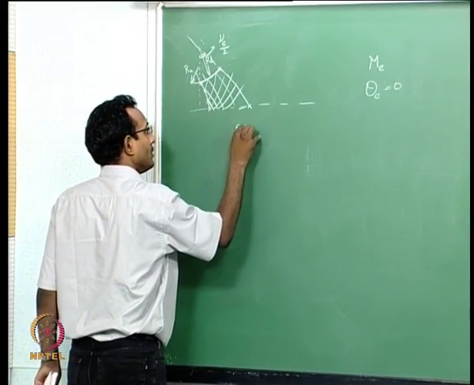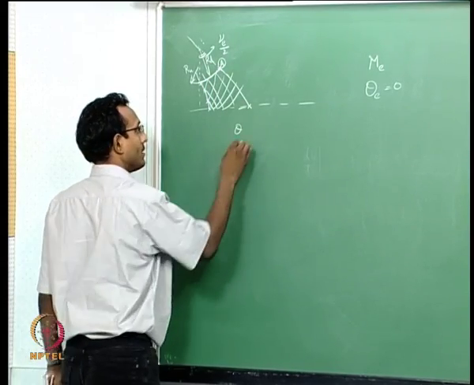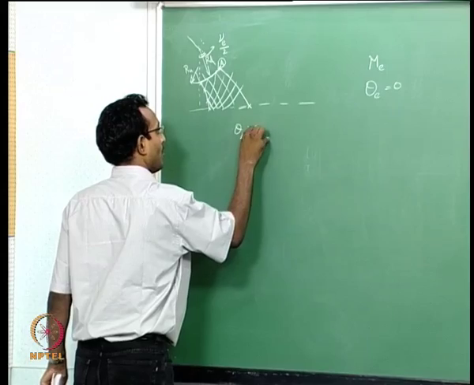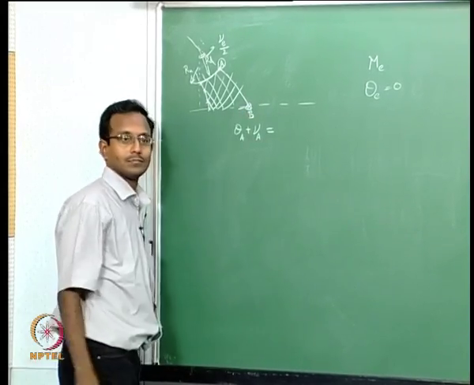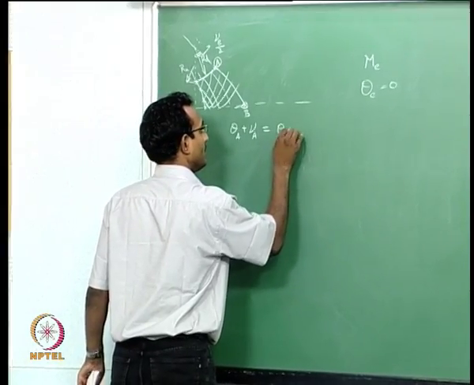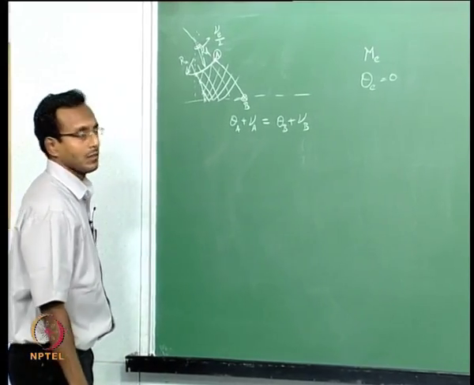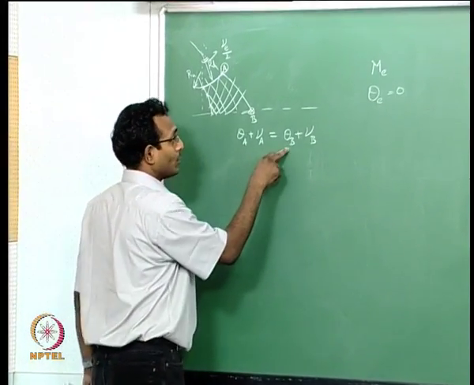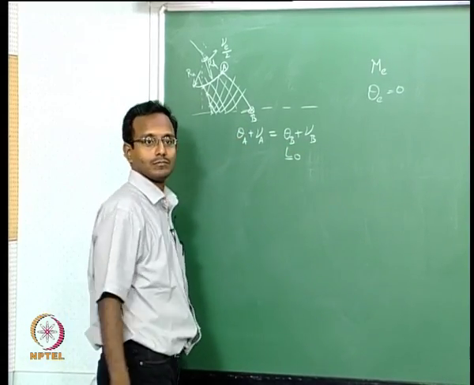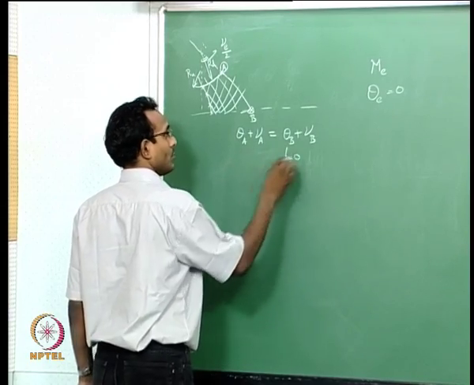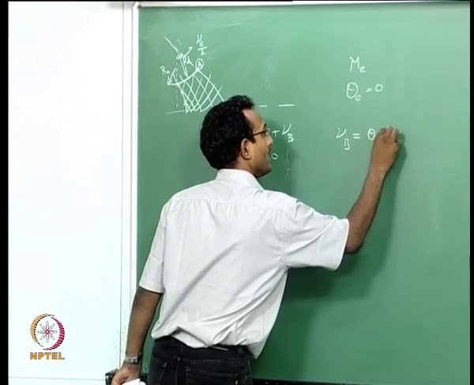So, let us label this point as A, okay. Theta A plus nu A is equal to, let us label this point B, okay, theta B plus nu B. This is known, okay. Now, we also know that B is a symmetry point, so theta B is equal to 0, okay. So, my nu B is equal to theta A plus nu A.